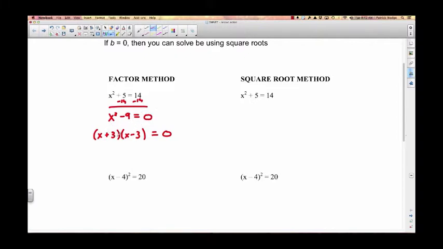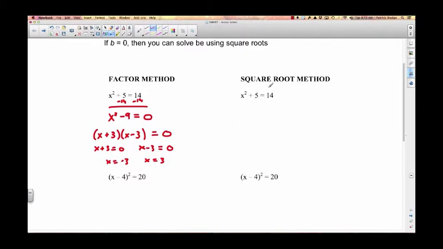Alright, so now we use the zero product property. If this factor times this factor equals 0, then either the first factor, x plus 3, equals 0, or the second factor, x minus 3, equals 0. And then we can solve each one of these little equations. If you subtract 3 from both sides here, you get x equals negative 3. If you add 3 to both sides here, you get x equals positive 3. So your answers are 3 and negative 3.